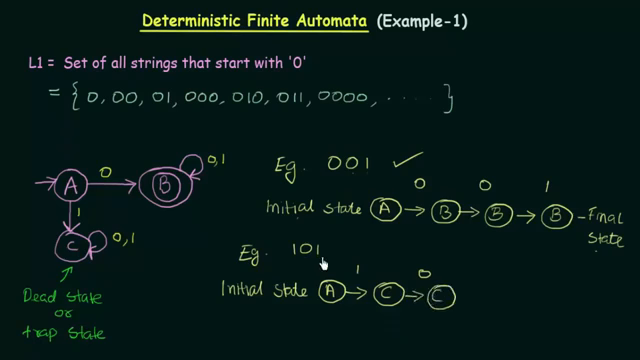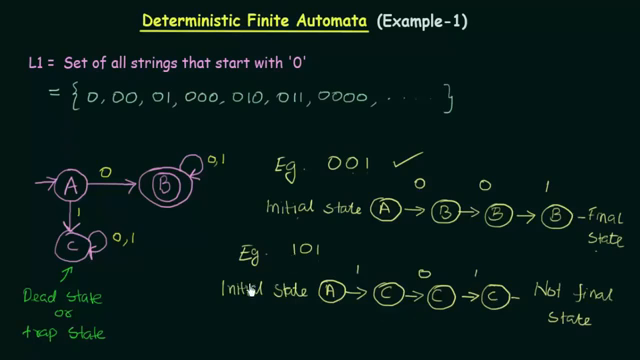Okay? And what is the next input? It is 1. I'm in state C, and when I get input 1, it still stays in state C. And now I've reached the end of the string. And where am I at the end of the string? I am in state C. And is C the final state? No, I don't see any double circle around here. That means C is not the final state.